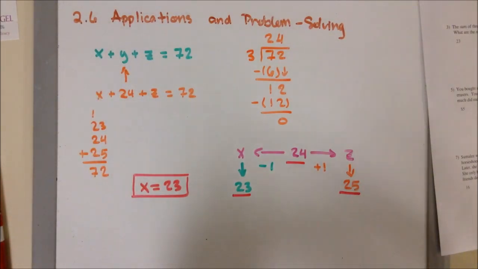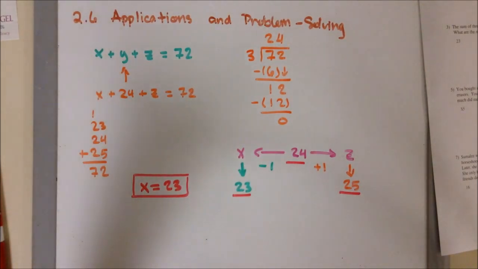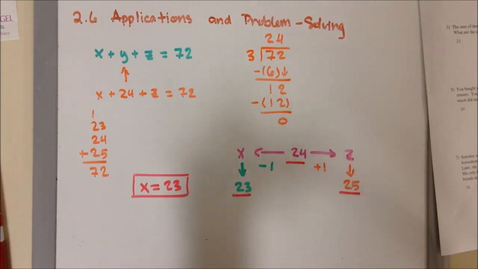So this method is a bit faster, but it only works if you have an odd amount of consecutive numbers. It's going to be a different process if you have an even amount of consecutive numbers. So make sure you do some practice for that. But this method works if you have an odd amount of consecutive numbers.